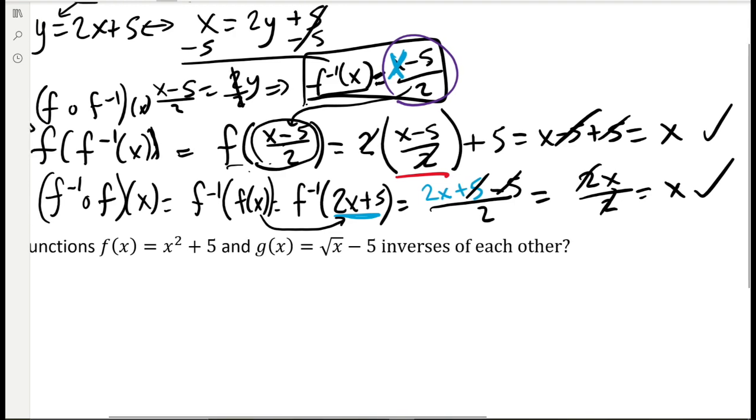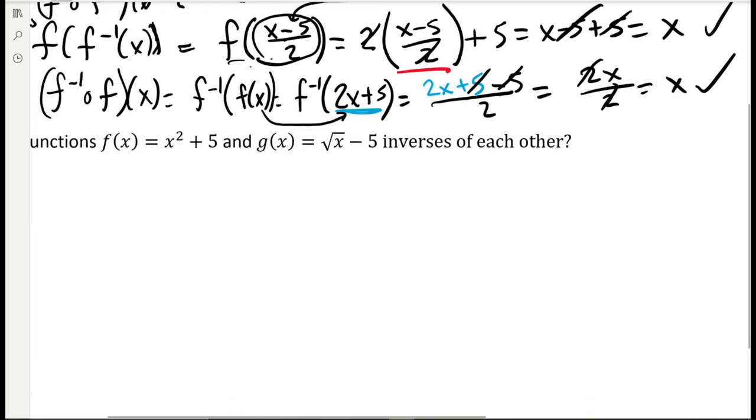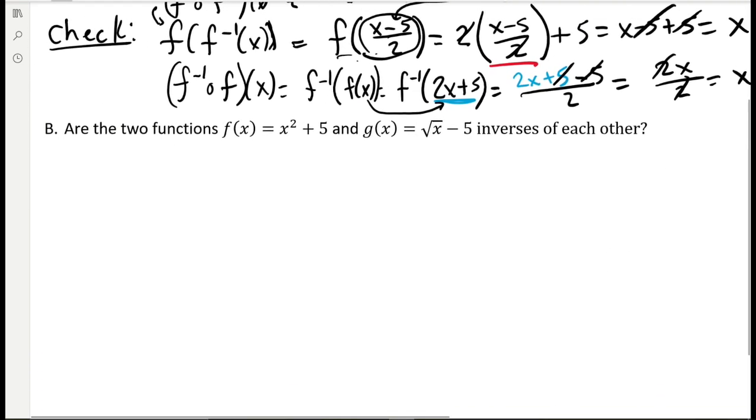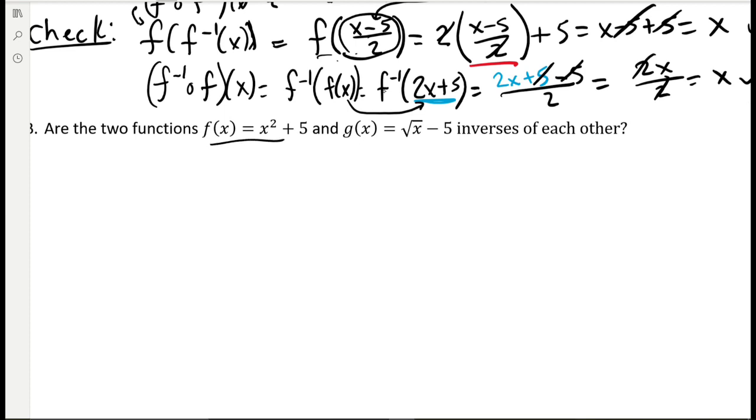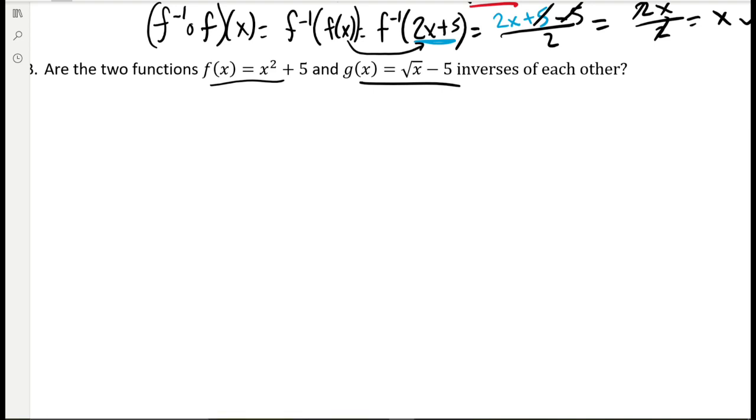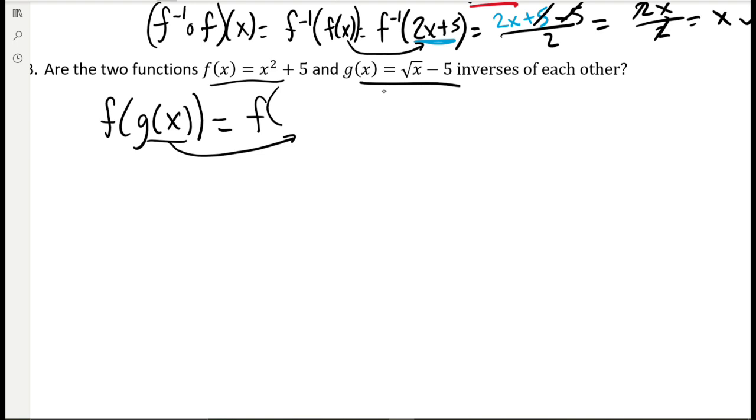Now, let's say that we didn't have to find the inverse, and let's say they gave us two functions, like these two functions here, and they want us to determine if they're inverses. Well, we can just go ahead and use the operation right away. So we're going to do f of g of x. So we're going to plug in g. g is the square root of x minus 5. So we're plugging g into f.